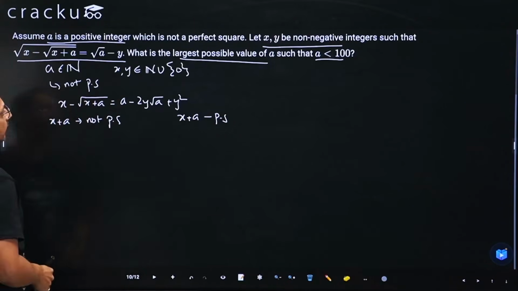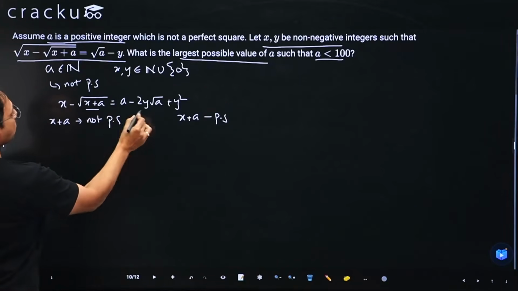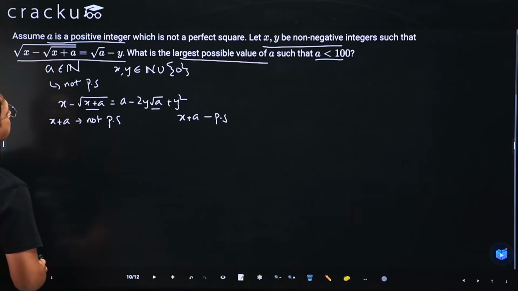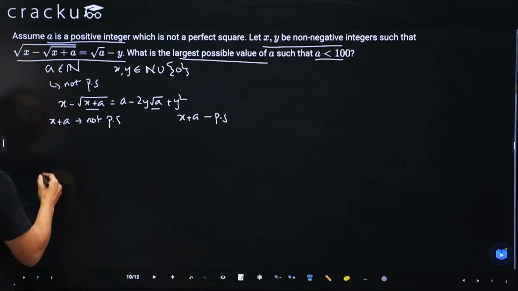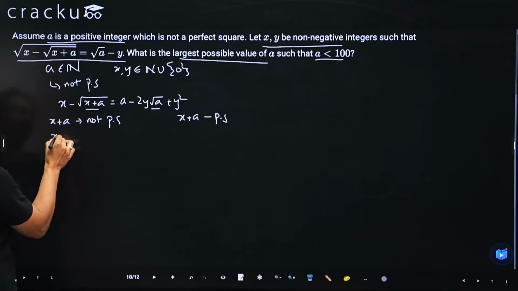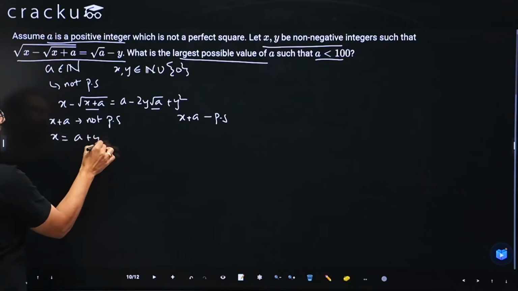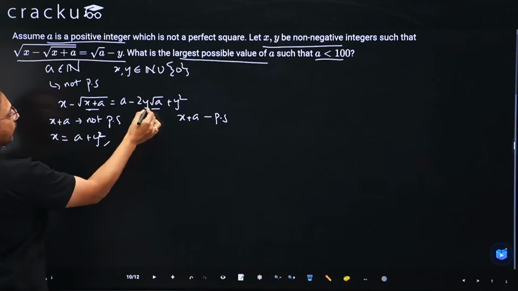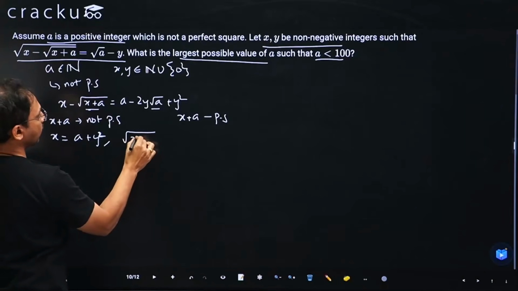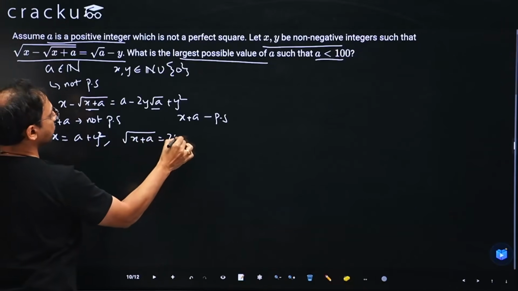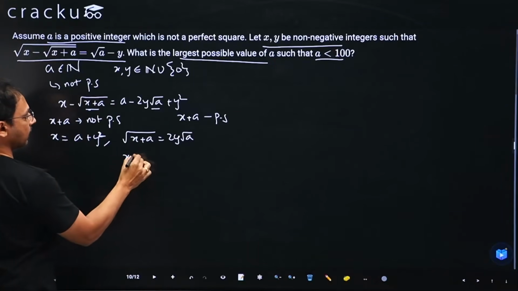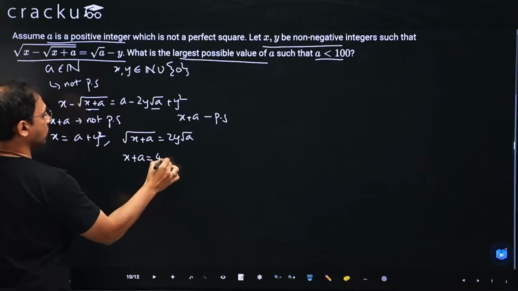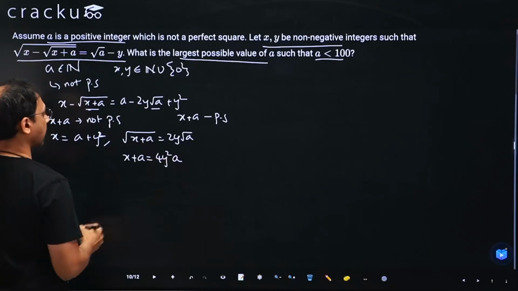If it is not a perfect square, these two irrational terms should be equal to each other because A is not a perfect square. These are irrational. The remaining parts are rational. So equating the rational parts, I get x is equal to A plus y square. Equating the irrational parts, I get root of x plus A is equal to 2y root A. Simplify this, square: x plus A is equal to 4y square A.